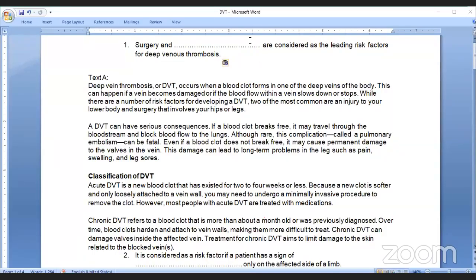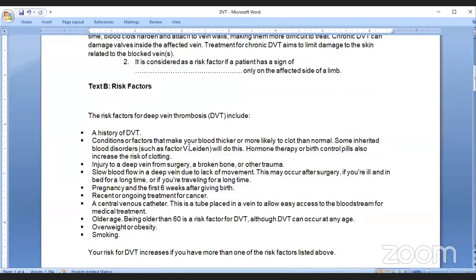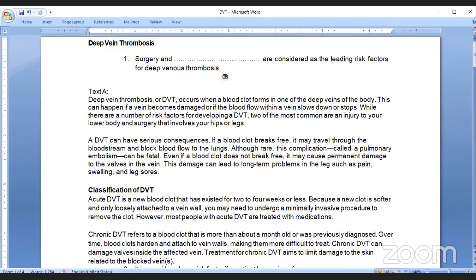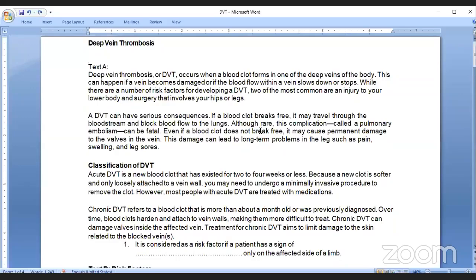Okay, good. So the answer is written here. While there are a number of risk factors for developing a DVT, two of the most common are injury to lower body and surgery. So I have already written surgery and you have to write injury to lower body. I consider leading risk factors, leading factor, as the paraphrasing, the synonyms, of this part: two of the most common. So this is the answer. The answer is not in the risk factors section. This was the main thing in this question that you had to answer.